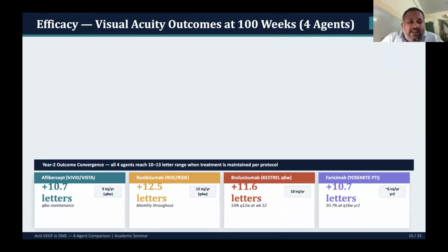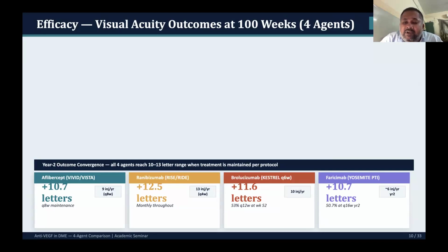So again, in the year 2 outcome, comparing all 4 agents, they all reach the 10 to 13 letter range, but with different treatment protocols. So for VIVID-VISTA with aflibercept, we could achieve 10.7 letters, but this is with a Q8 maintenance. So on an average, 9 injections per year. Now, for ranibizumab, based on the RISE and RIDE study, we could get 12.5 letters, but the injection burden is higher. On an average of 13 injections per year, a Q4 weekly regimen.